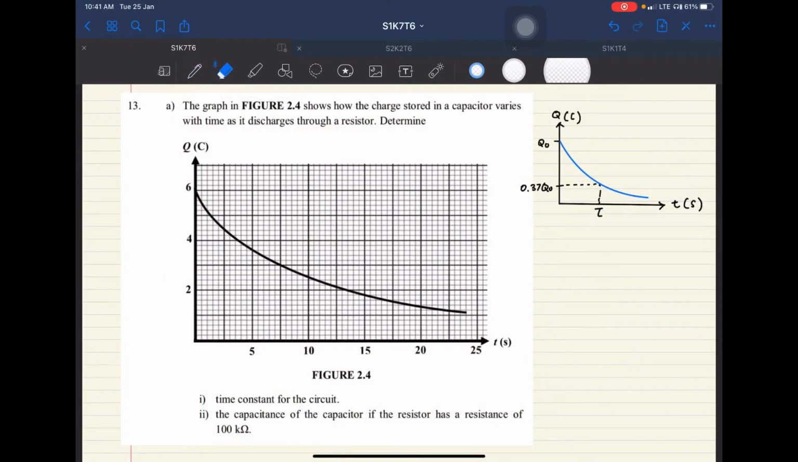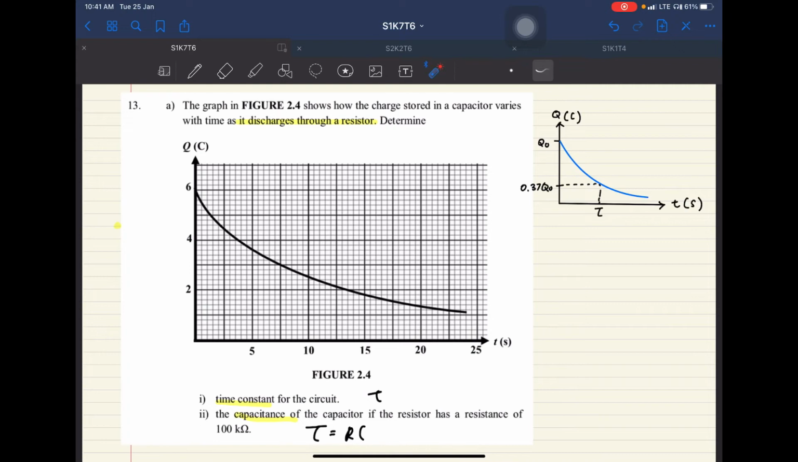Okay, so the next question is question number 13. They give you a graph in figure 2.4, showing how the charge stored in a capacitor varies with time as it discharges through the resistor. The first question, they want to find the time constant, which is tau, and then the capacitance, which is C. So the idea is that you want to find tau from the graph. You have to extrapolate the graph, and then you can find the capacitance using tau equals RC. First things first, you have to find tau.